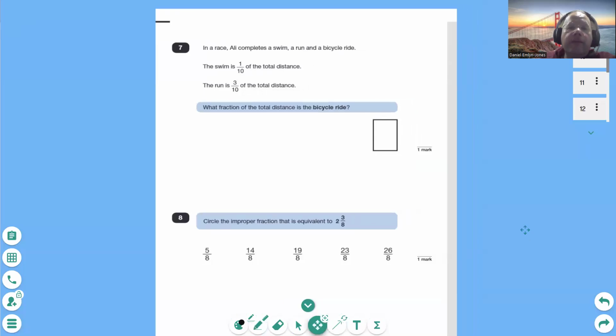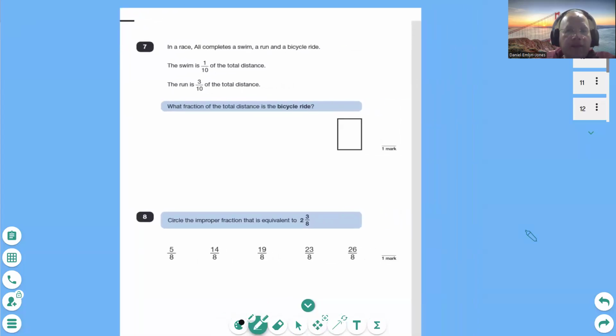Okay, here we are. Next one, and always read very carefully. In a race, Ali completes a swim, a run, and a bicycle ride. I'm going to write those down. A swim, a run, and a bicycle ride. The swim is 1/10 of the total distance. Okie dokie. The run is 3/10 of the total distance. What fraction of the total distance is a bicycle ride?